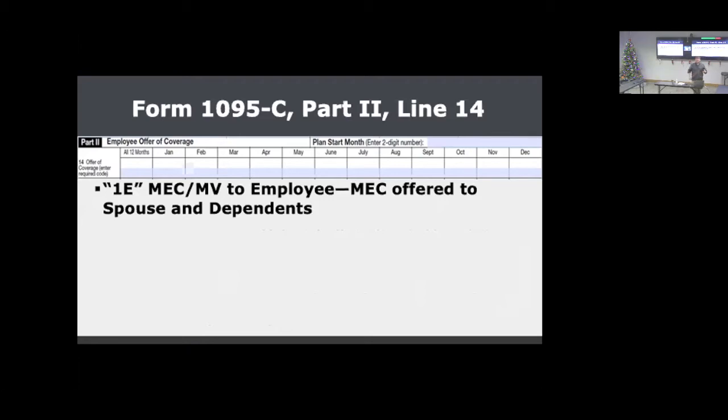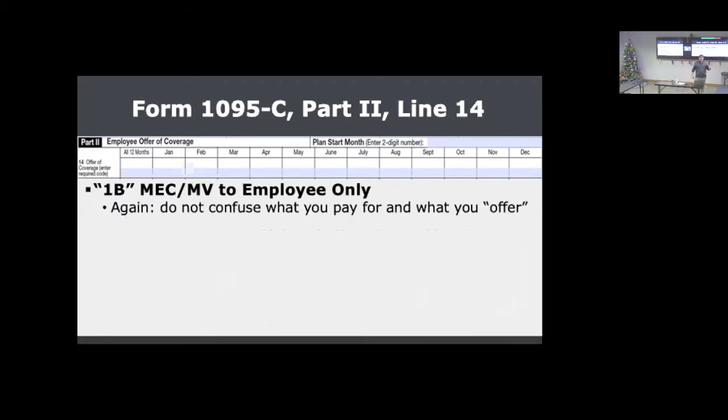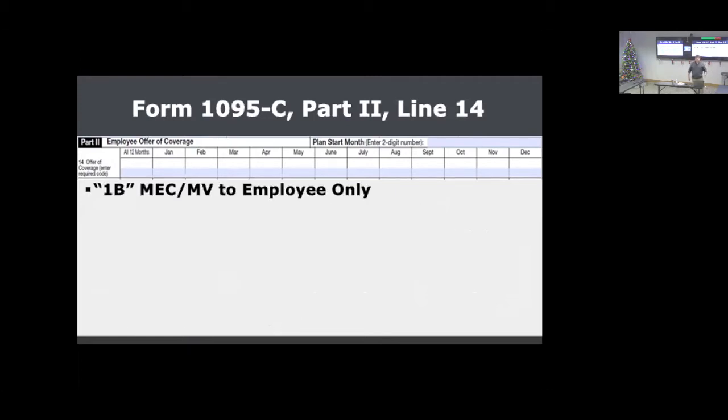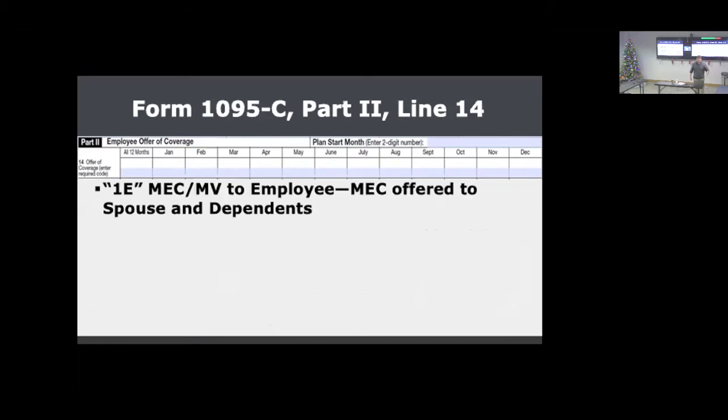1E, this is the one that if you ask people to pay more than $102.63 in any month, you're going to be using 1E. Hopefully this is ringing a bell for all of you who have been through this before. 1A, we use if we can. If they have to pay $102.62 in a month, we're using 1A. But if they have to pay $102.64 in any month, we're probably using 1E. This is the one that says we offered minimum essential coverage and minimum value, right? We're not talking about affordability here anymore. We offered MEC and MV to the employee and a spouse and dependents, which is correct if we're doing it the right way.